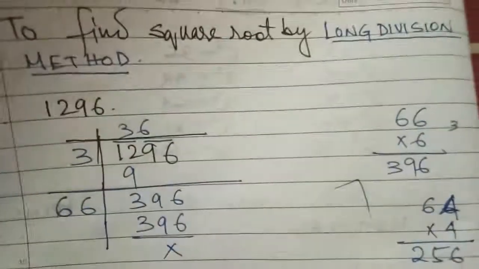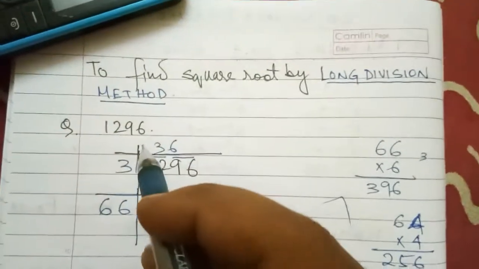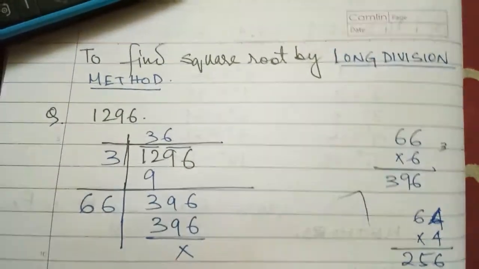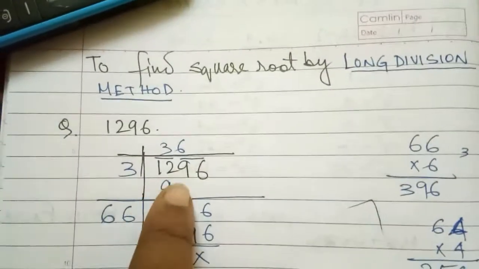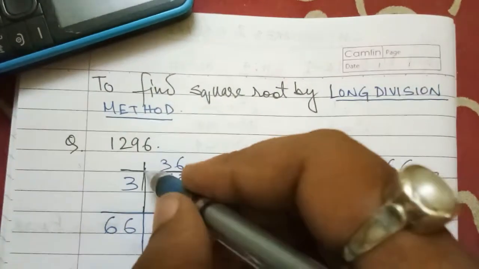The long division method is very important, and just be very careful in understanding what I am doing now. See, from here, 1296 is given in the question. So now what is your duty? Write down this number and make a line like this.